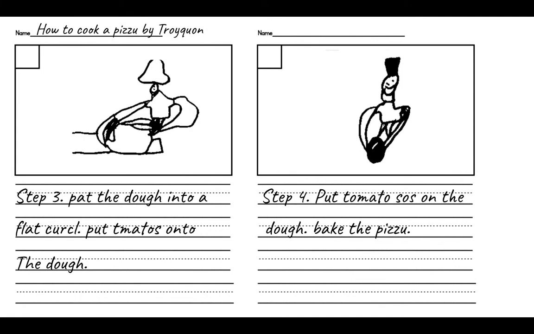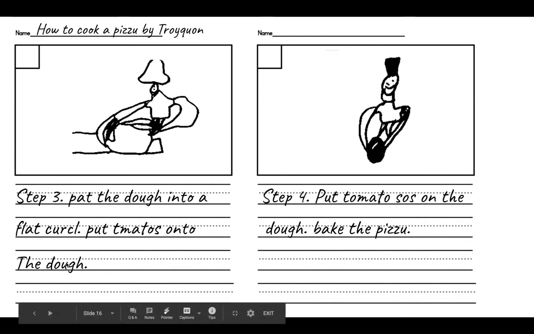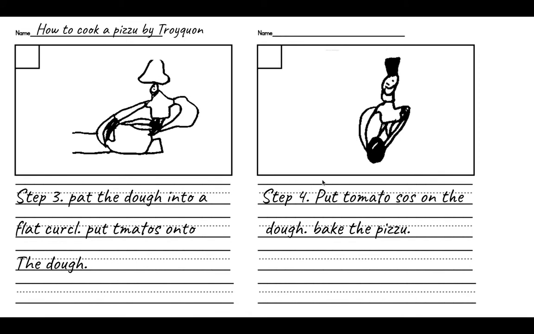Step 3, pat the dough into a flat circle. Put tomatoes onto the dough. Step 4, put tomato sauce on the dough. Bake the pizza. So that's all about how to cook a pizza by Troy Kwon.